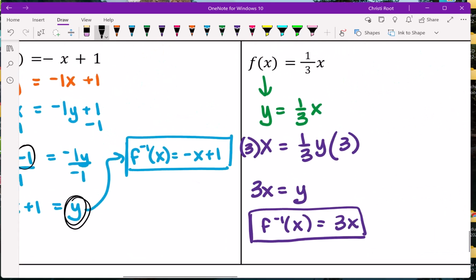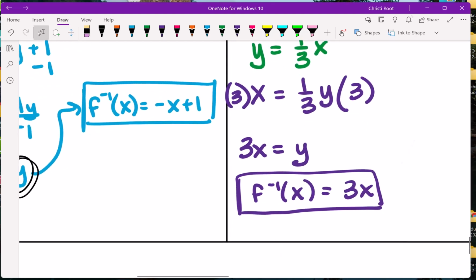And then over here, the easiest thing for you to do to get rid of the 1/3 is, don't divide by 1/3, multiply by the reciprocal. So that would be the easiest thing to do. And then all you got to do is change it over to inverse notation, and that is it.